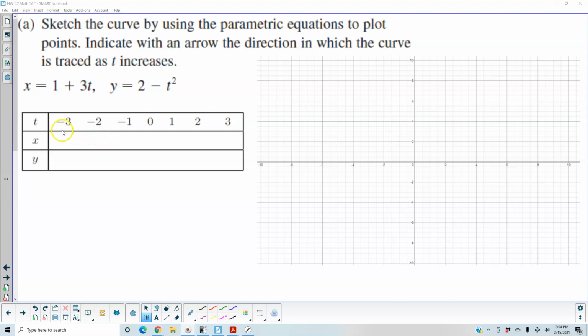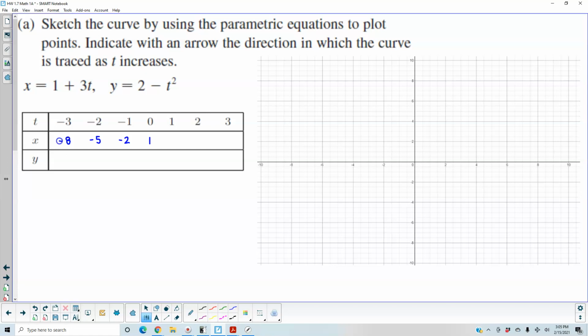And so therefore, let's plug in -3 for x. So 1 plus 3 times -3 is 1 minus 9, which gives us -8. If we plug in -2, 1 plus 3 times -2 is -6, so 1 minus 6 is -5. 1 plus 3 times -1, so that's 1 minus 3, which is -2. Put in 0, 1 plus 3 times 0 is 0, so we get 1.